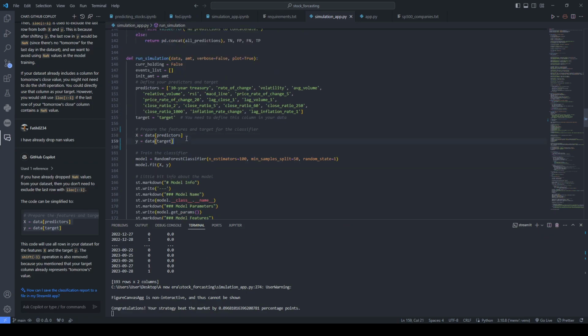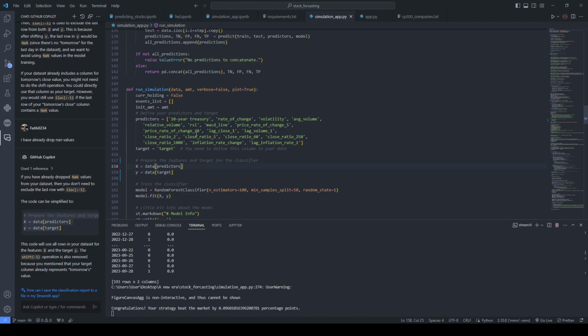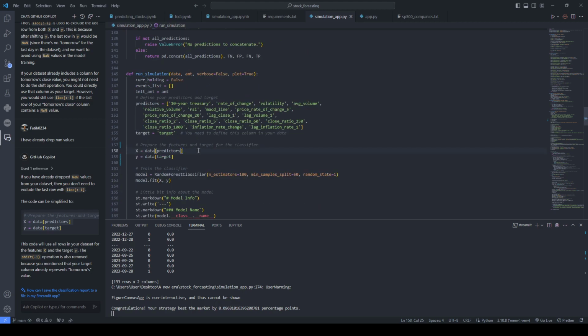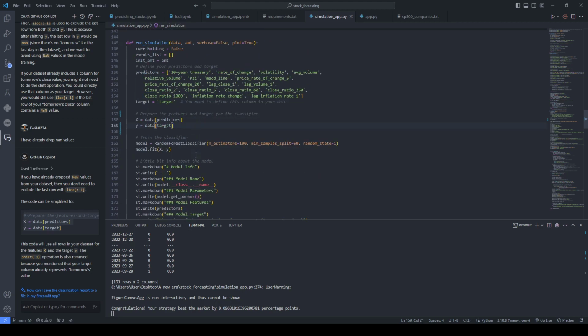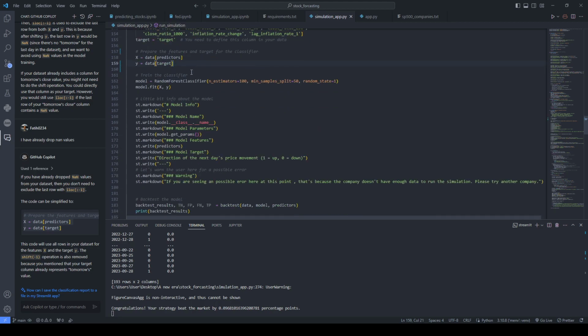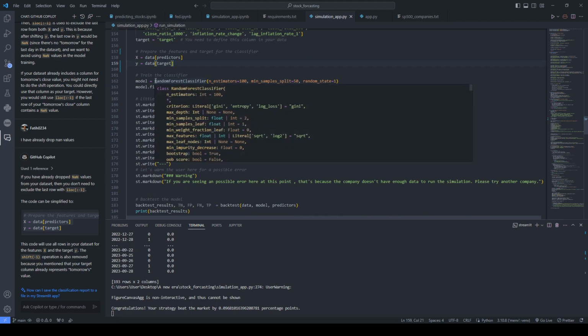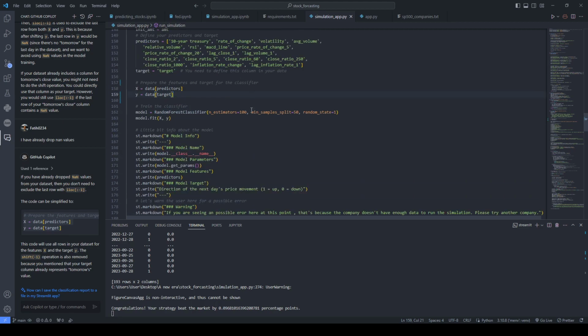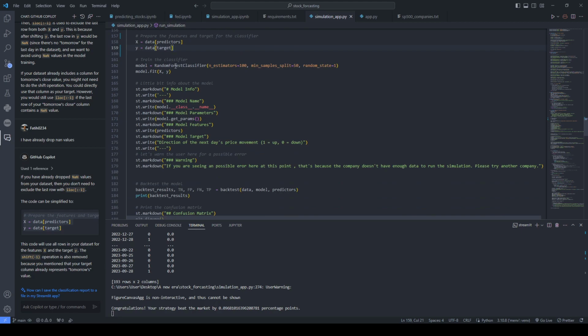Actually, we didn't need that shifting because we were already doing that shifting with tomorrow's values, so we didn't need that. Anyway, I just corrected that, so that's good. Let's continue. That's our model. As I said, it's nothing crazy, it's just a basic model.